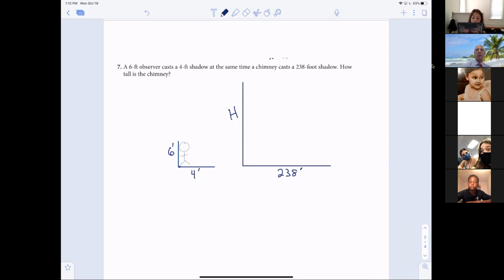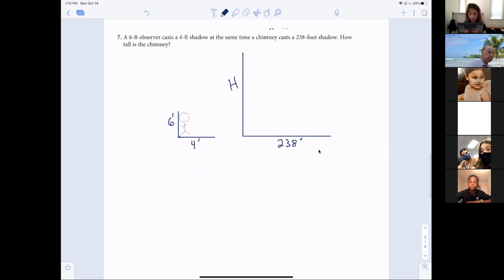Josh, I'm waiting for the proportion. Who else is with me? Appleton, you're up. Tell me, what's the proportion? So I did 6 divided by 4 over equals what? X over 238. Yay, thank you.